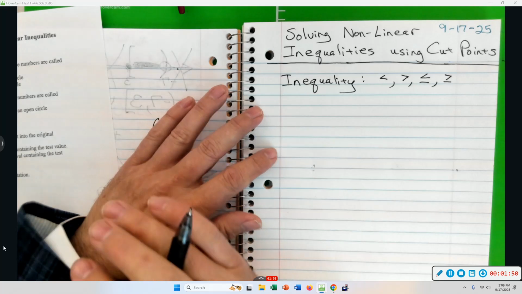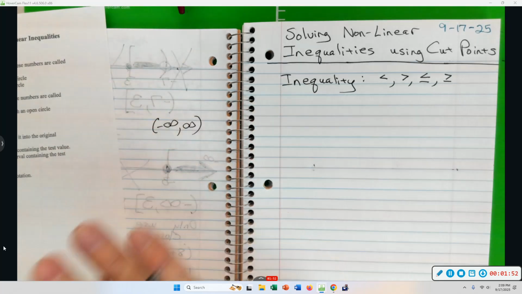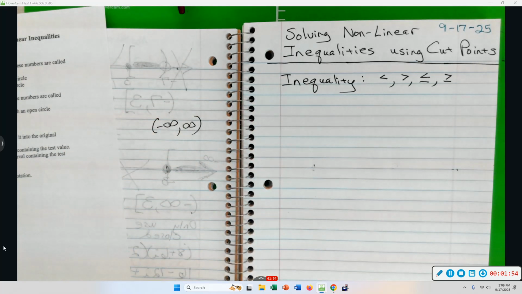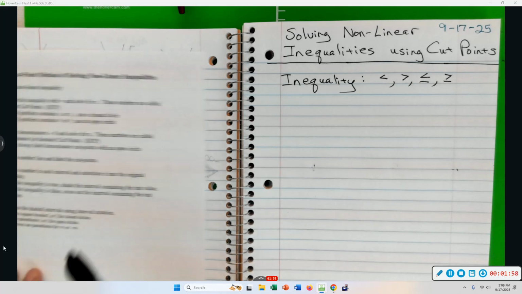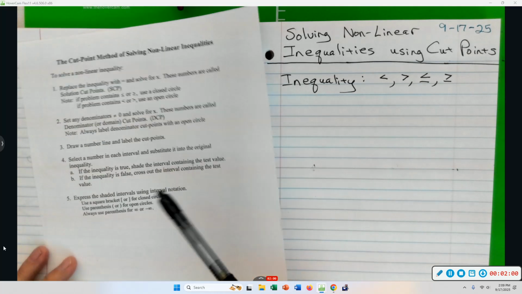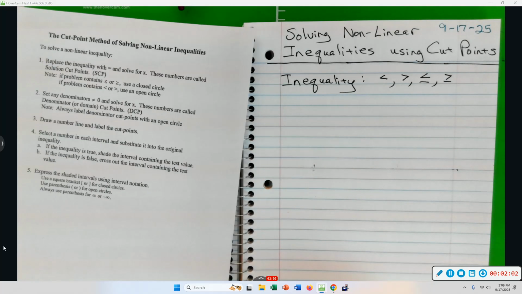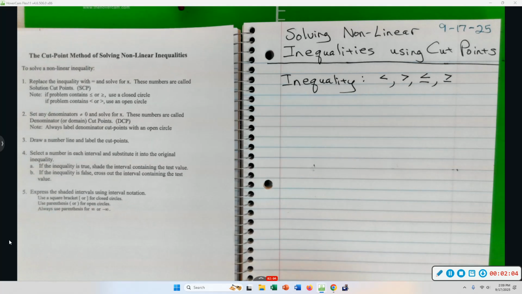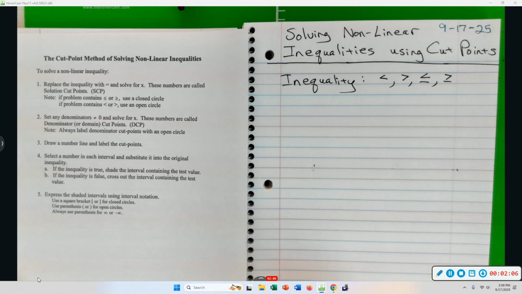I think the best way to approach this is to just start off looking at an example, reading through this recipe of ours, and following the steps to arrive at a solution. To illustrate, let's look at number 1 in the homework.